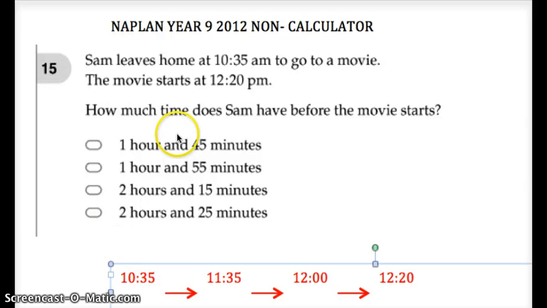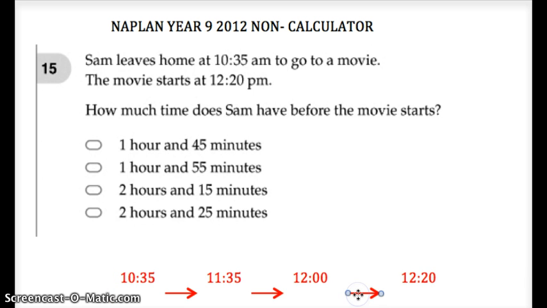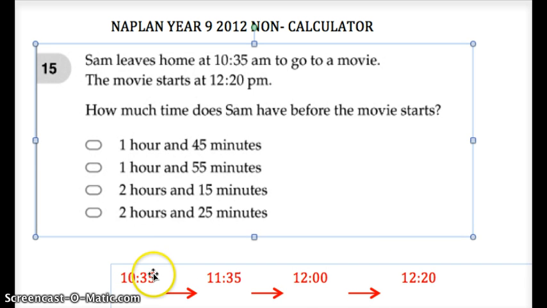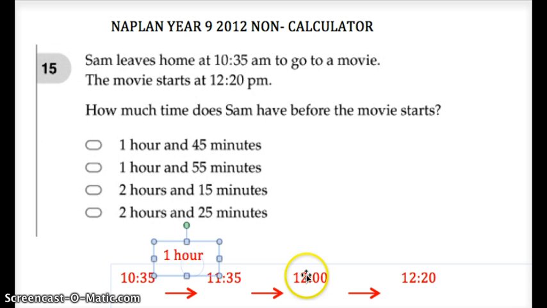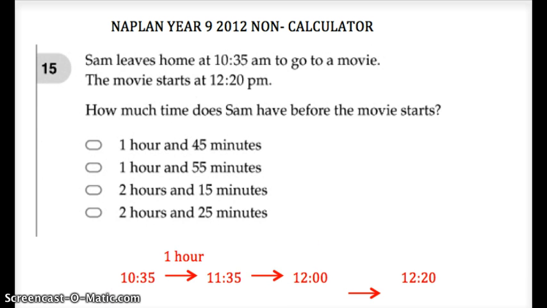Okay, now what you can do here, you can put your starting time here, which is 10:35, and your finishing time over here, which is 12:20. And what we need to do is work out how much time there is between 10:35 and 12:20. So the easiest thing, you can go straight from 10:35 to 11:35, because that's exactly 1 hour. So I'll put that 1 hour in there. Then we'll see how long it is from 11:35 to 12 o'clock. Well, that's 25 minutes.